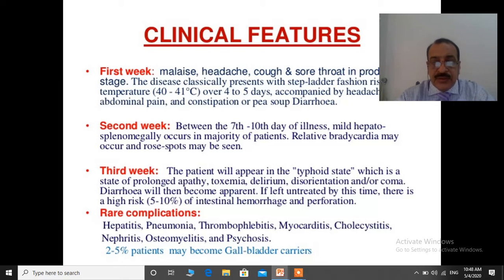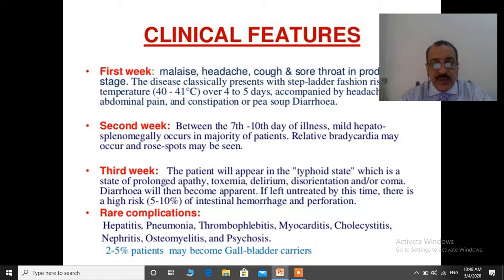In the second week, the child will have mild hepatosplenomegaly and they can have relative bradycardia. The rose spots, which are a maculopapular rash, may be seen on the lower part of the chest and the abdomen. These are small reddish spots which generally last not more than 2 to 3 days.